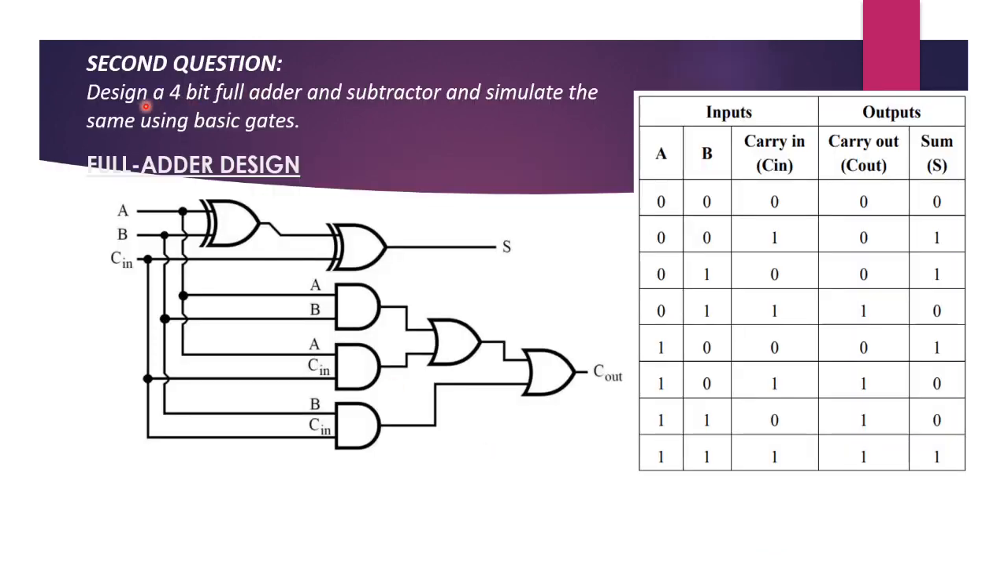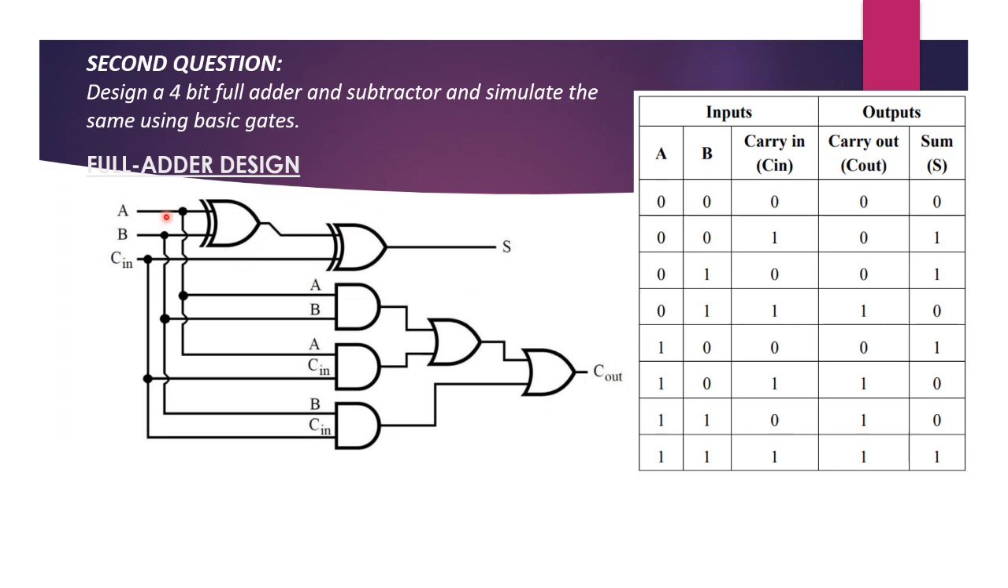The given question is to design a 4-bit full adder and subtractor and simulate the same using basic gates. As you can see, this is the truth table of the full adder and this is the logic gate circuit of the full adder. The inputs are A, B and carry in and the outputs are carry out and sum. The value of the sum will be equal to 1 when only one or three input values are equal to 1, but the carry out will be 1 when only 2 or 3 inputs are equal to 1.